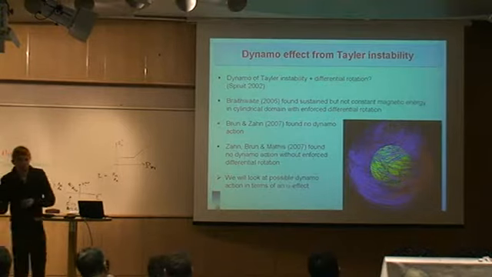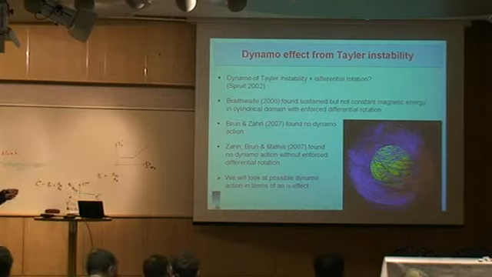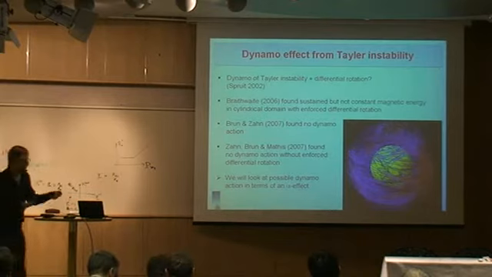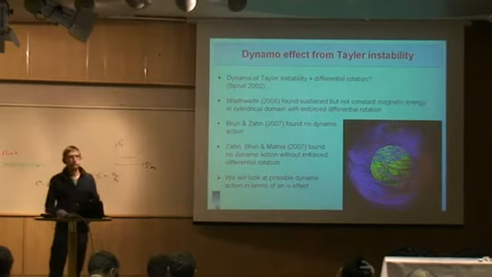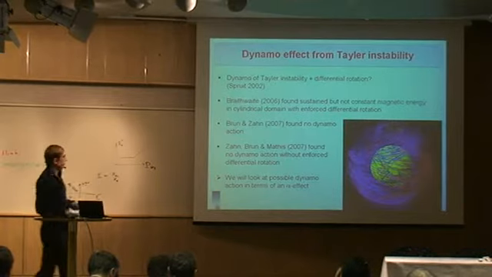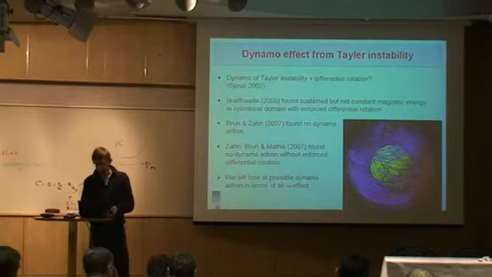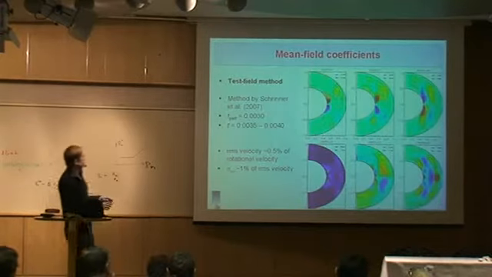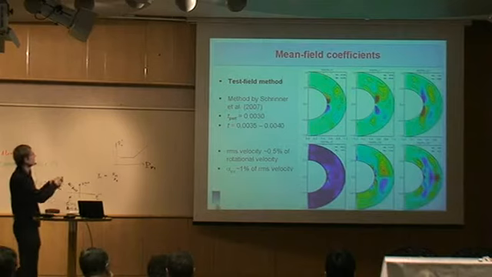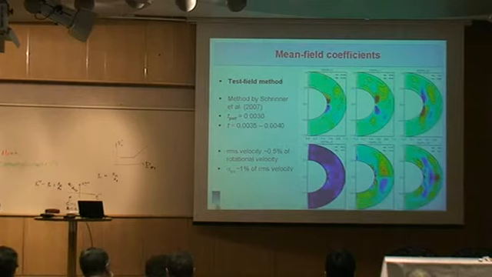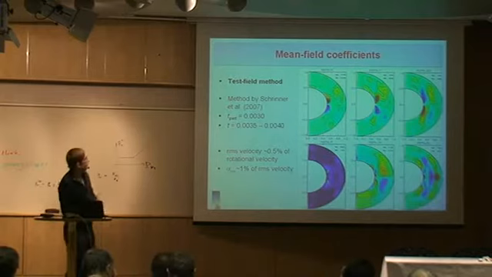Since I don't have an energy source in the system, because I was looking actually at something else, at AP stars, I cannot drive a dynamo here. But I can see whether the mean field coefficients have some certain amount at some time after the instability sets in. So that's what has been done here with the test field method, which is nicely written down by Martin Schrinner and colleagues for the same geometry, so it was easy to implement.